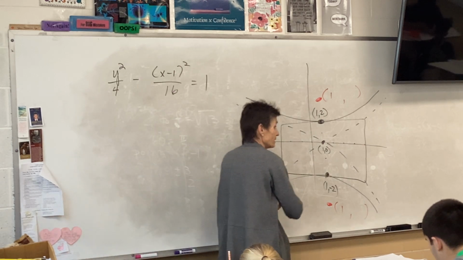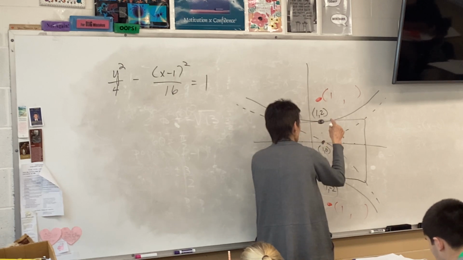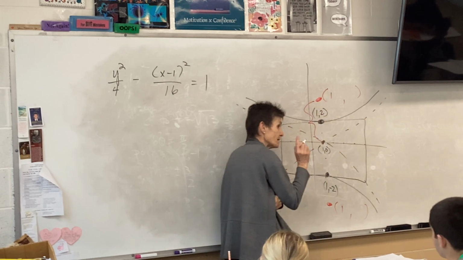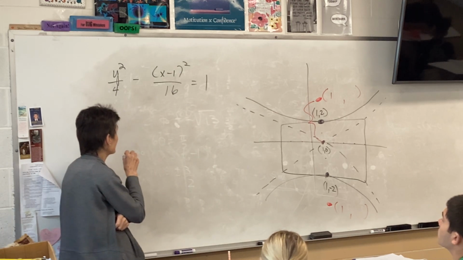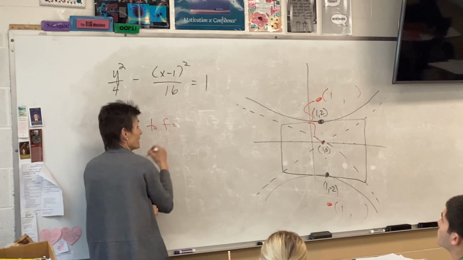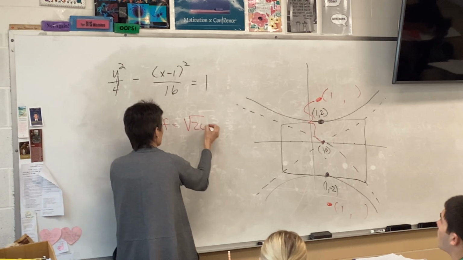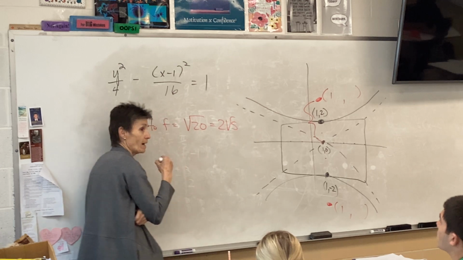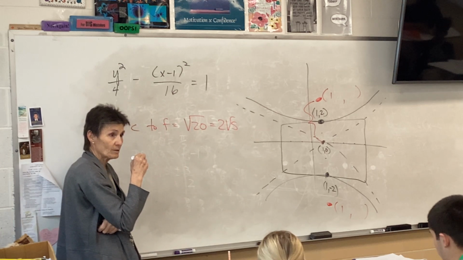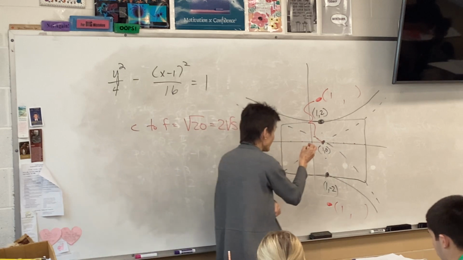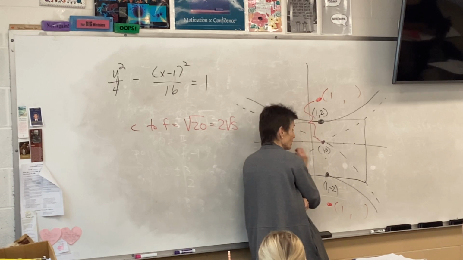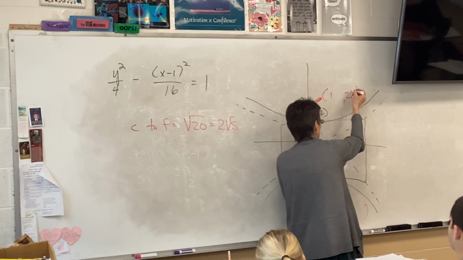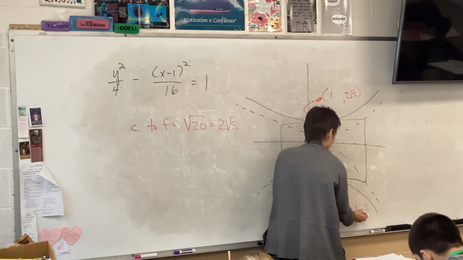Now I need to find the distance from the center. Everything comes from the center. Well, what is it in this case? The distance from the center to the focus in this problem is square root of 20, which is 2 radical 5. So what are we gonna do? We're gonna put our little pencil right here at the center, and we're gonna go up 2 root 5. Well, where am I at the center? At the center, I'm at 0. So 0 plus 2 root 5, and 0 minus 2 root 5.